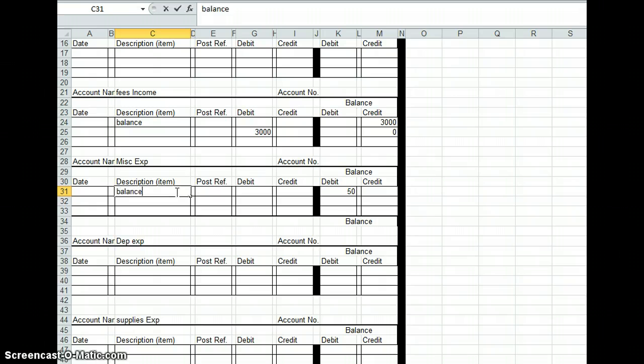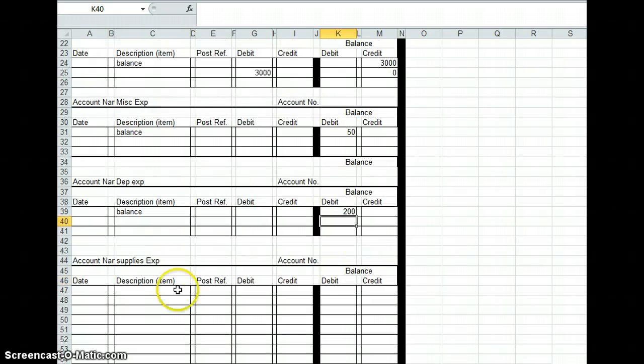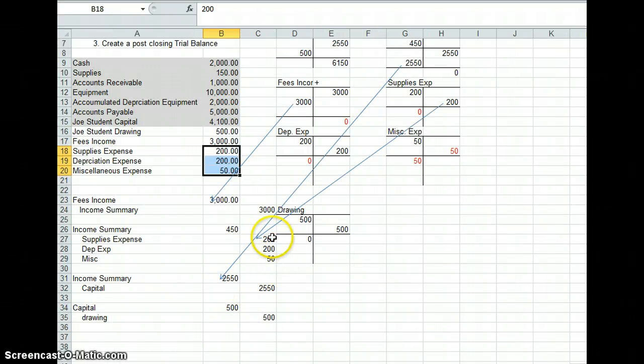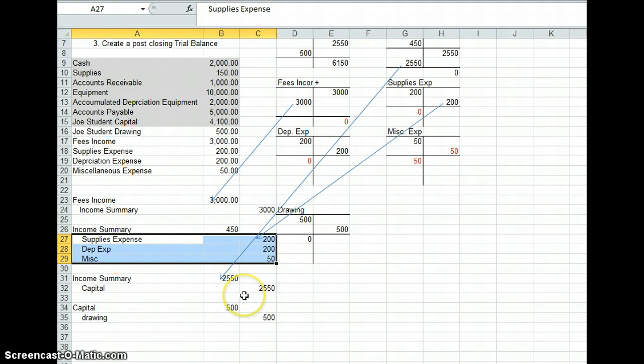Just type balance in there. Depreciation expenses next. It had a balance of $200. And supplies expenses last. It had a normal debit balance for expenses of $200. When we come back to sheet 1, we can see that we credited these 3 accounts for the offset. For 200, 250, we created credits.